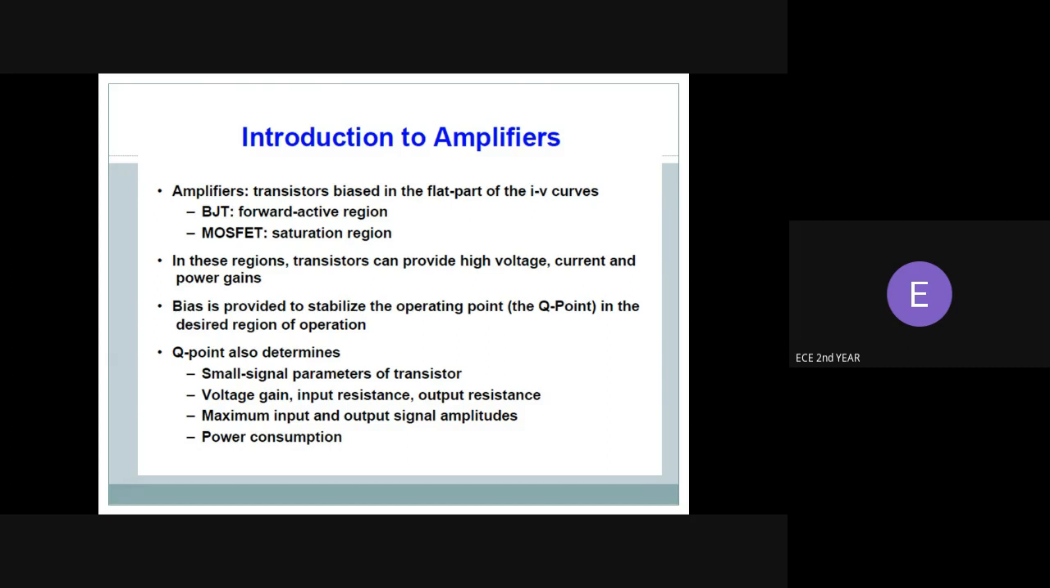Now, what is meant by Q point? Next, we will see about the Q point. Q point is a very important thing.